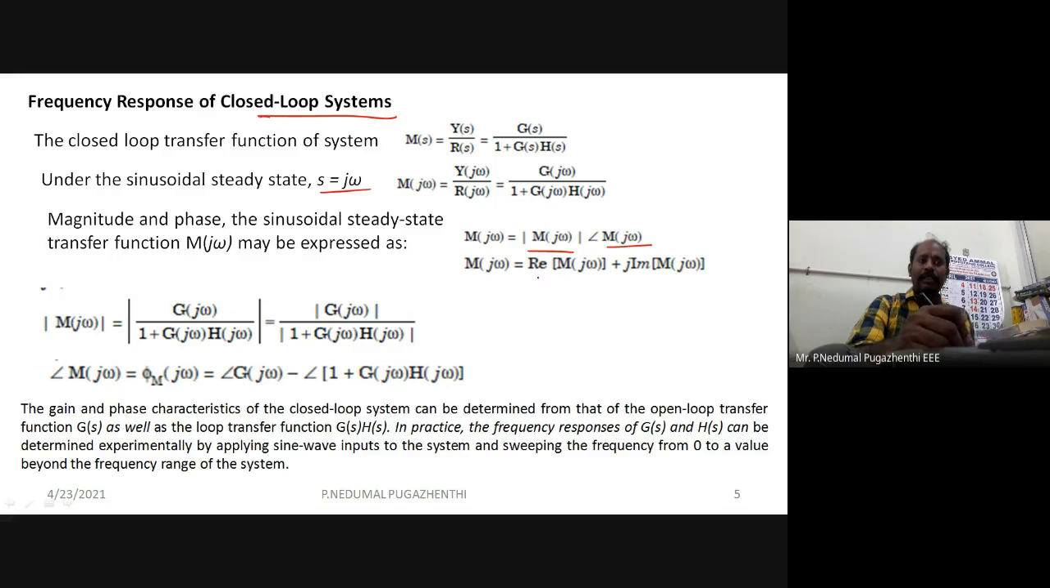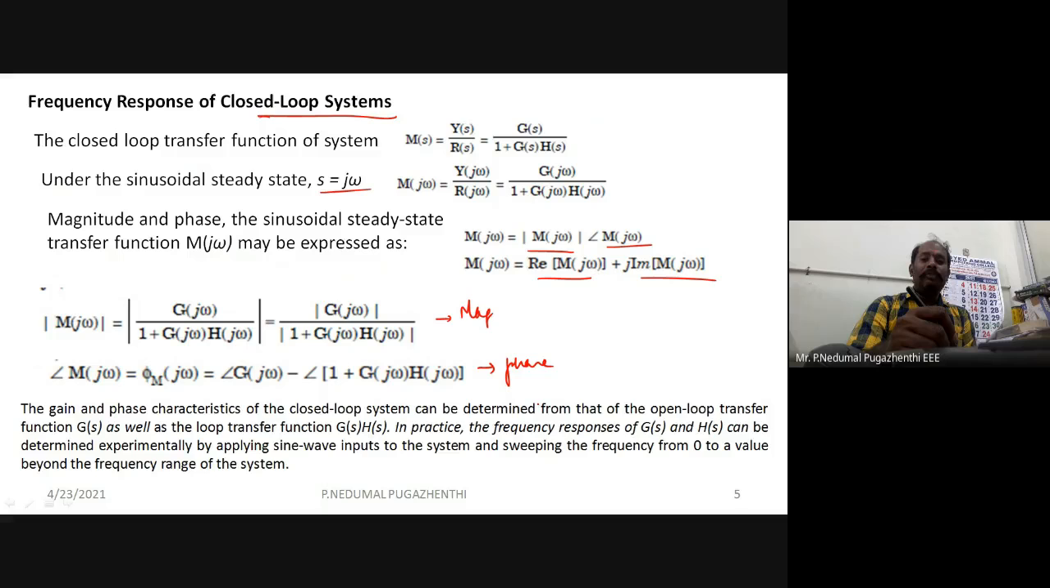So I can write this as the real part of this and the imaginary part of this, which can be directly written as the modulus of G of j omega, which is the magnitude part, and this is my phase. So the gain or magnitude and the phase characteristics of the closed loop system can be determined from the open loop transfer function, as well as the loop transfer function G of s H of s.